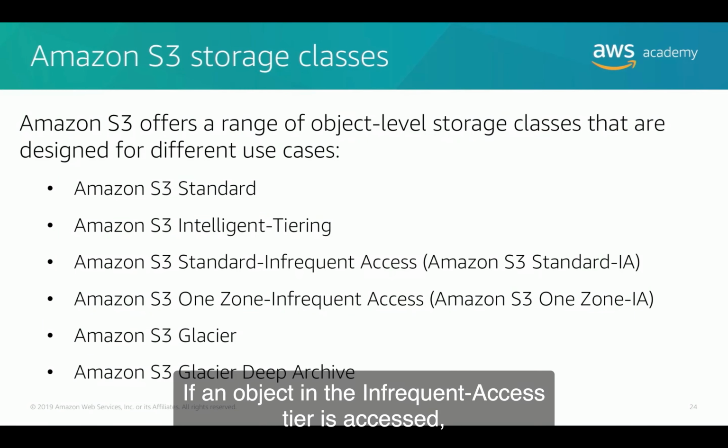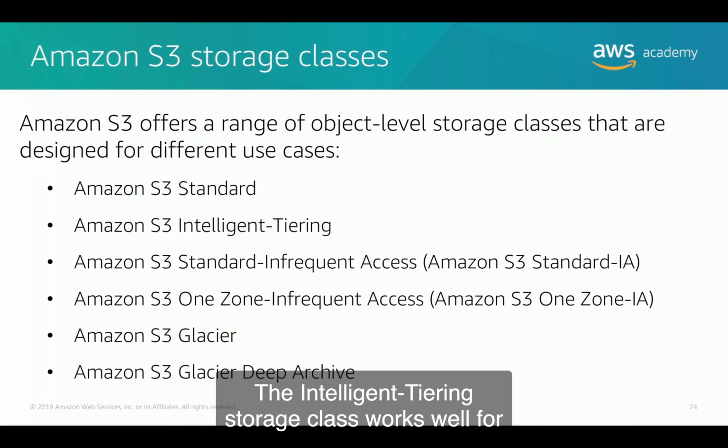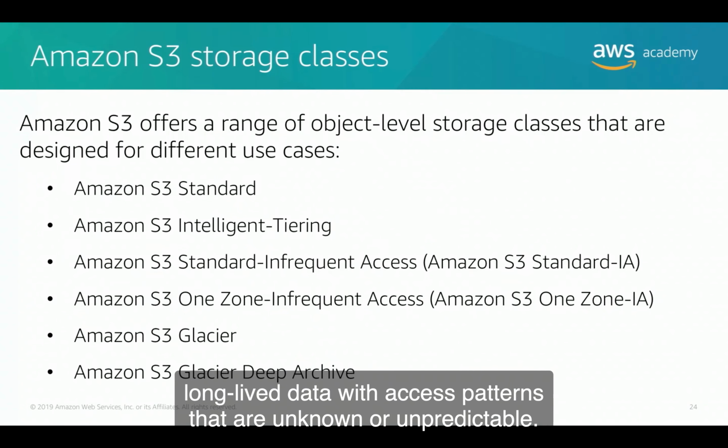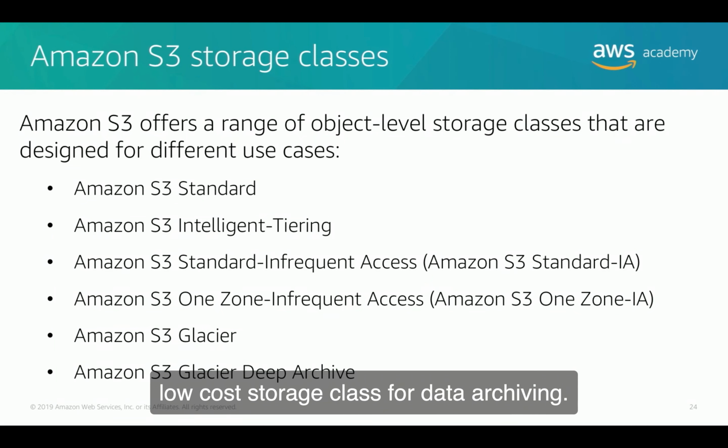If an object in the infrequent access tier is accessed, it is automatically moved back to the standard access tier. The Intelligent Tiering Storage class works well for long-lived data with access patterns that are unknown or unpredictable. Amazon S3 Glacier is a secure, durable, and low-cost storage class for data archiving.